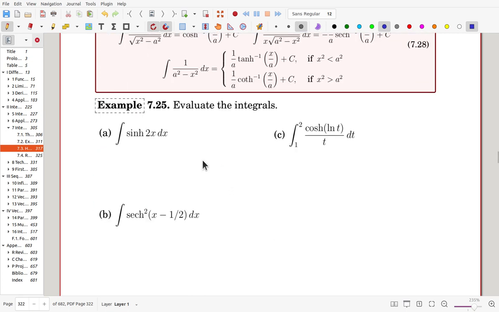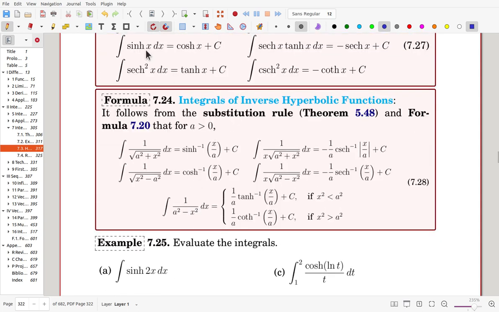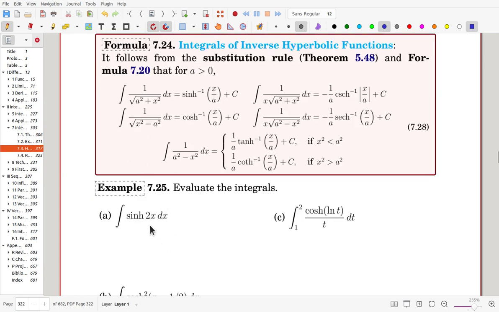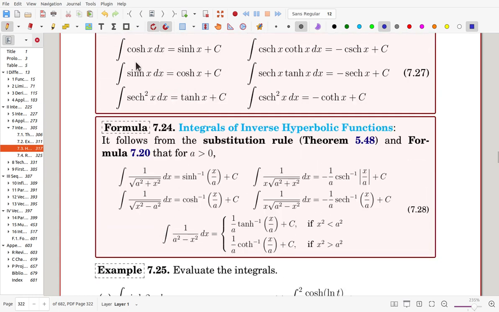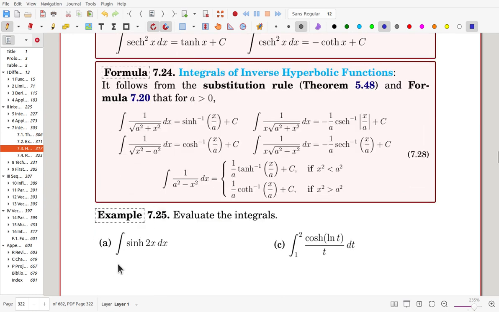Okay, here, let's try to evaluate the integrals. Now, rather than x, we have 2x for the sine hyperbolic function. Except for a constant, it must be the same as cosine hyperbolic, right? So it becomes cosine hyperbolic of 2x times some number, plus c. We have to decide this coefficient.